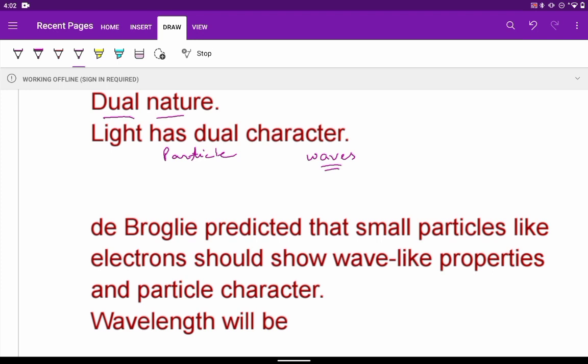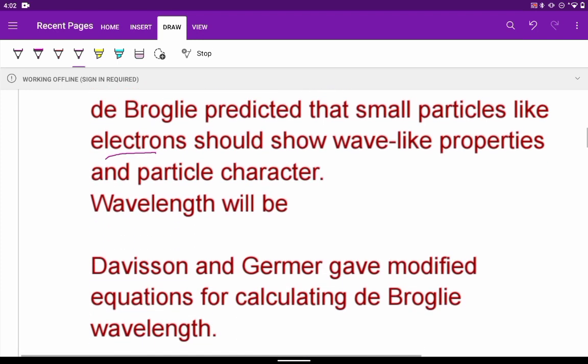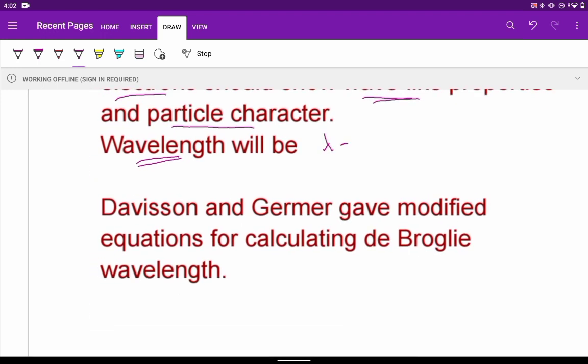Similarly, de Broglie predicted that some small particles like electrons will also show both the properties, wave-like properties and particle character. Now, if it is having a wave-like property, there should be some wavelength associated with it, lambda, and that wavelength is given by lambda equal to h by mv.